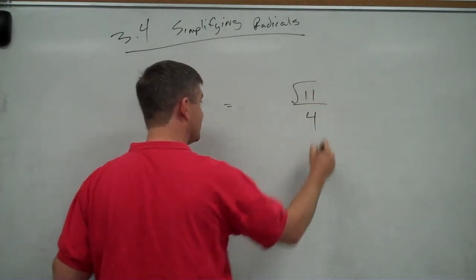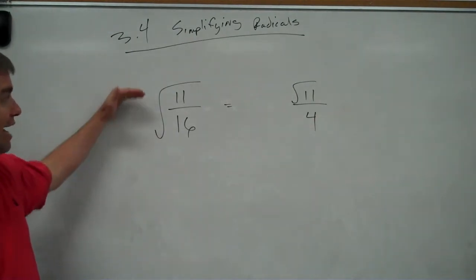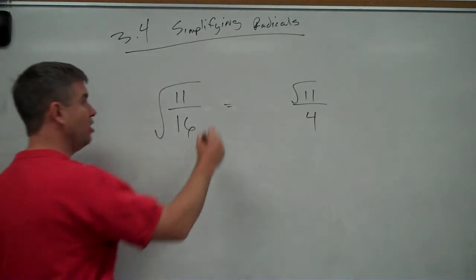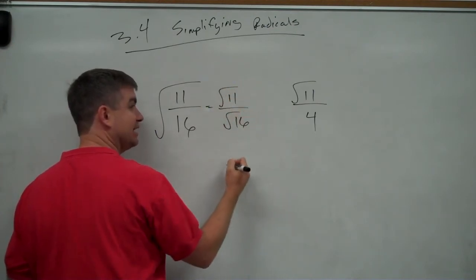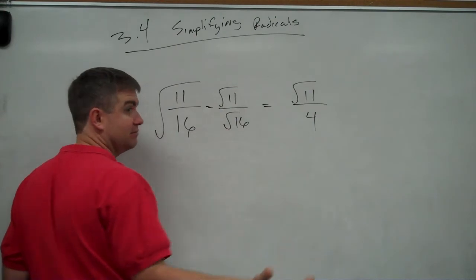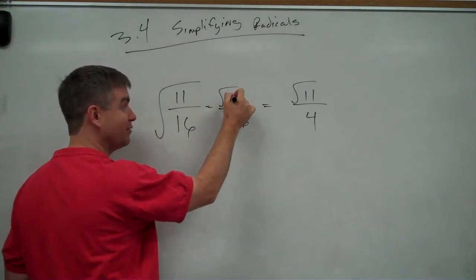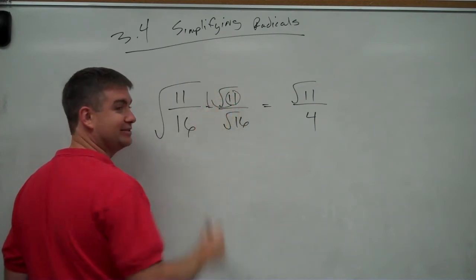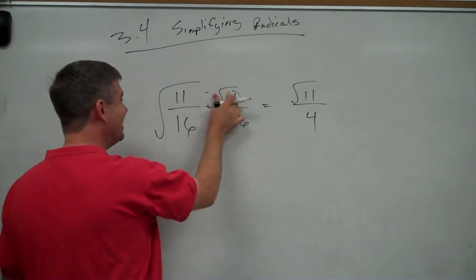Square root of 11 over 4. Square root of 11 over 4. Now let's talk about how they got that. When I have the fraction underneath the radical, all I do is break that up and say the square root of 11 over the square root of 16. Well, what's root 11? Root 11. Somebody tried to tell me that that was two ones, a pair of ones, and I could bring a one out to the front. I was like, no, it doesn't work like that, guys.